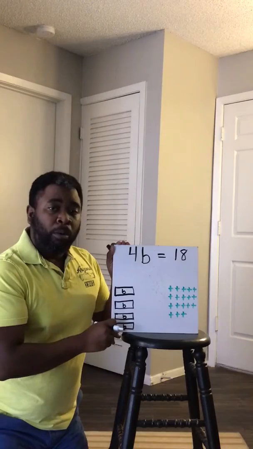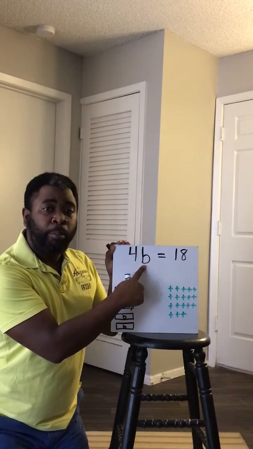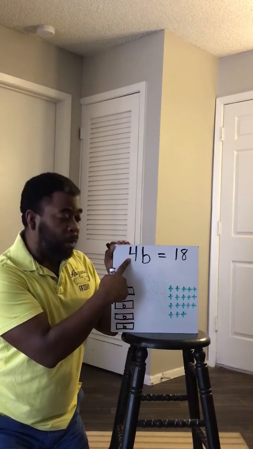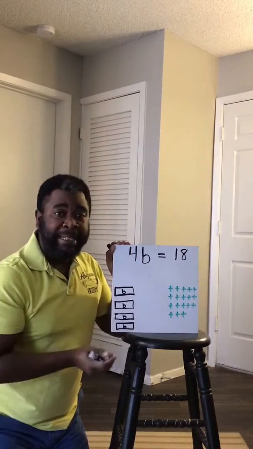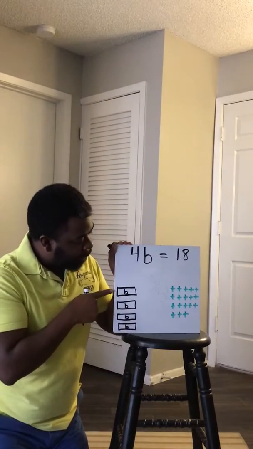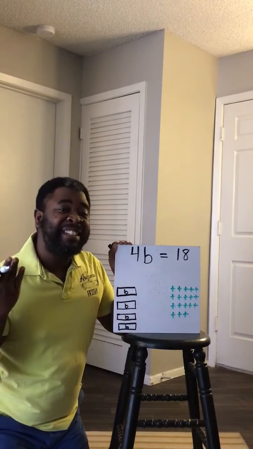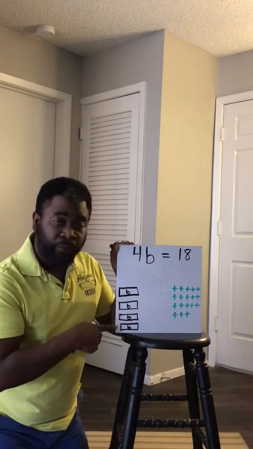So my goal is to get b by itself. And right now, the variable b is attached to being multiplied by 4. And all of that is equal to 18 positives. So I have 4 b's and 18 positives, and I have to divide those 18 positives among these 4 b's.